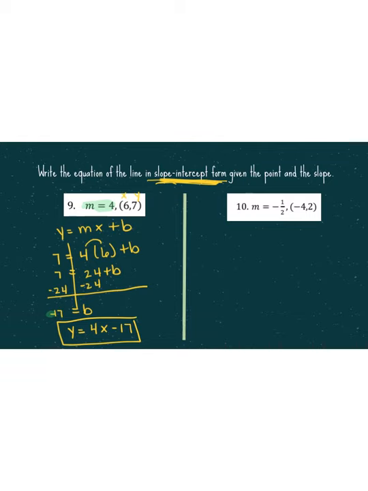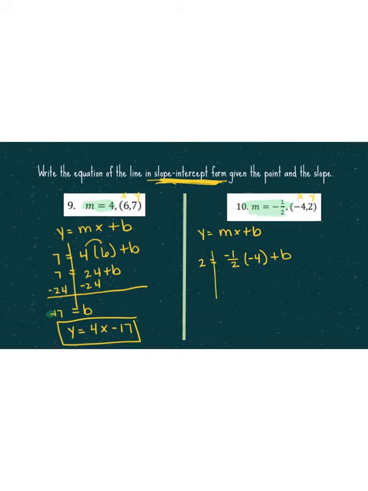Okay, let's look at number 10. Again, my m comes first, and my m is that slope. Okay, and then I have my x and my y. So y equals mx plus b. Okay, my y is a 2 equals, my m is negative 1/2 x. Whoops, and don't put your x there. Got to put your number in there. So instead of putting x, we're going to put our negative 4. And then you throw in your plus b.